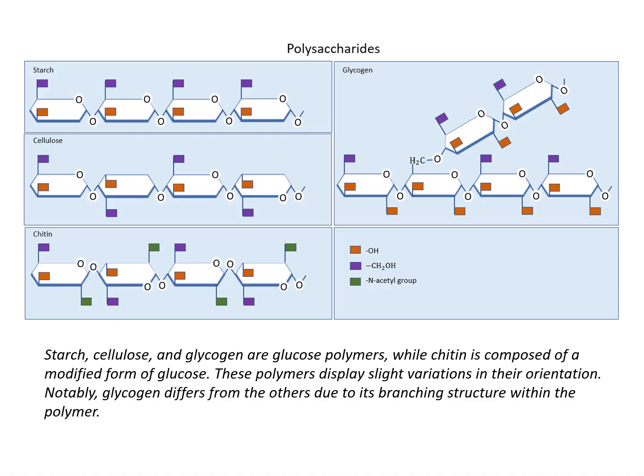Starch, cellulose, and glycogen are all polymers of glucose, built from repeating glucose units. Chitin is also similar, but it's made from a modified form of glucose. What's fascinating is that these polymers differ not in what they're made of, but in how the glucose units are arranged. For example, glycogen stands out because of its highly branched structure, which allows animals to rapidly access stored energy. These subtle variations in orientation and bonding give each polysaccharide its unique function, whether for energy storage or structural support.